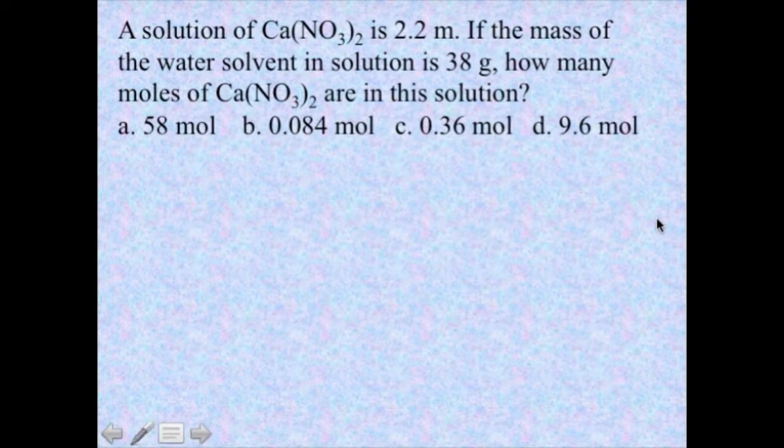Here's another one. You try to do it and we'll come back. How many moles of calcium nitrate are in a 2.2 molal solution of calcium nitrate with the mass of the water solvent given?